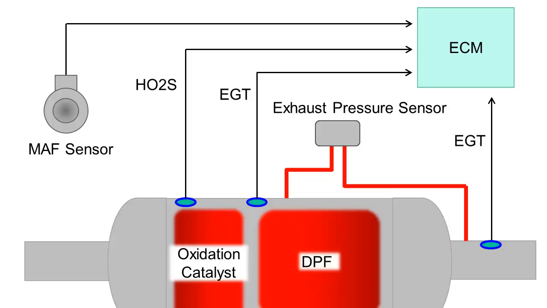If DPF soot load reaches 40 grams, a service regeneration will be required. This is activated with a scan tool. The DPF and glow plug indicator lamps will be illuminated simultaneously to warn the driver of this condition. However, service regeneration will be unavailable if soot load exceeds 45 grams. If that happens, the filter must be replaced.